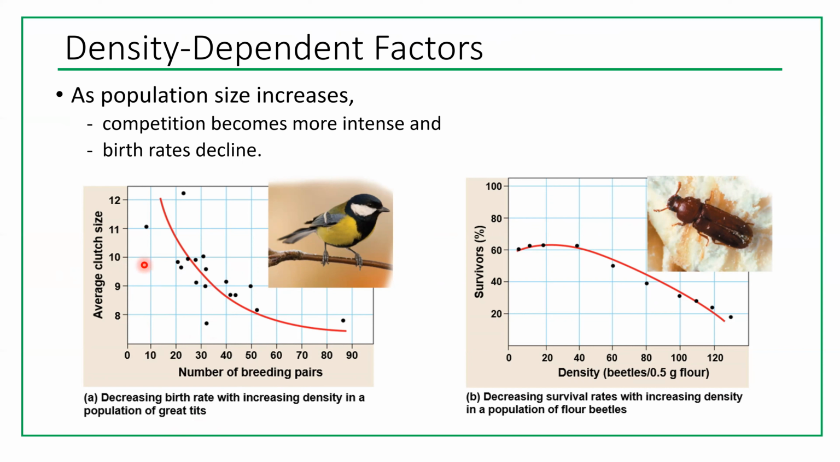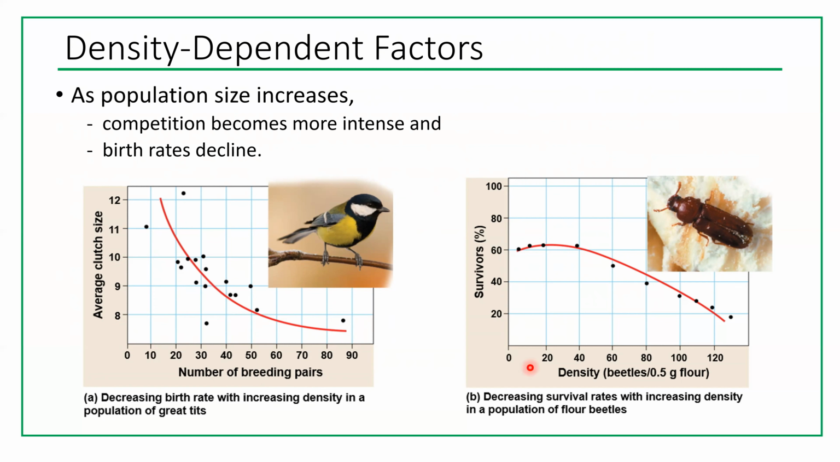So if you have only 10 breeding pairs, we have about 11 eggs in one clutch. But when we have, let's say, 90 breeding pairs, we only have less than 8 eggs in each clutch, right? So that's how density affects the size of the population.